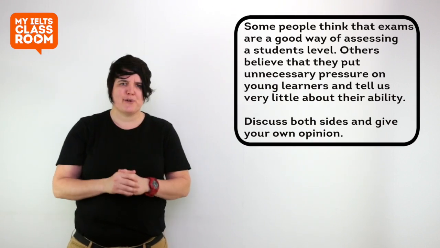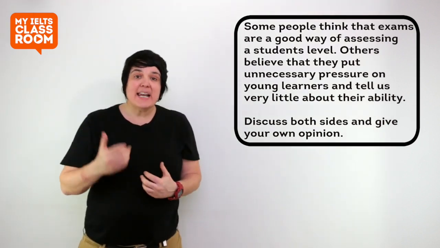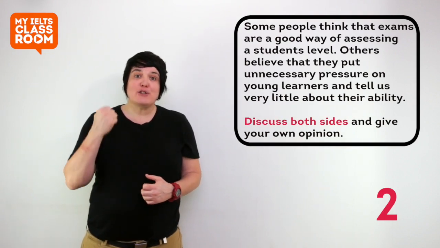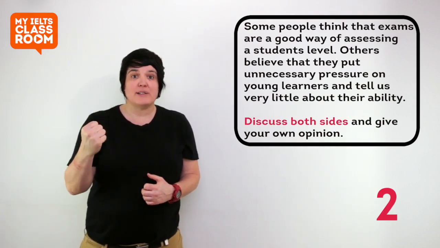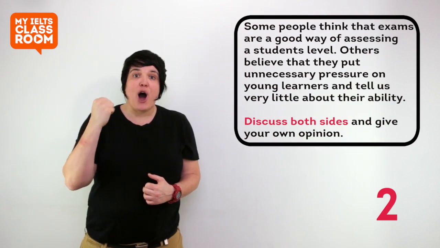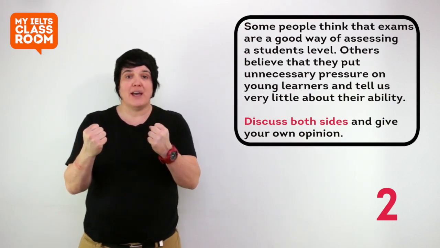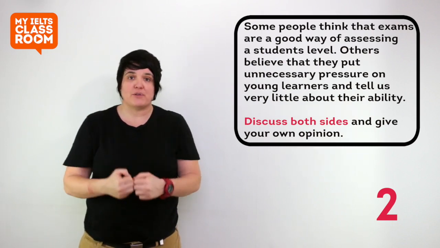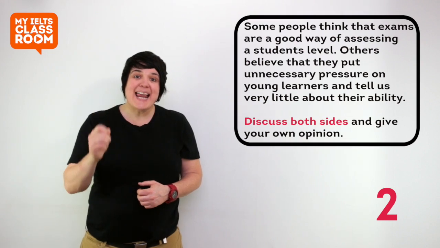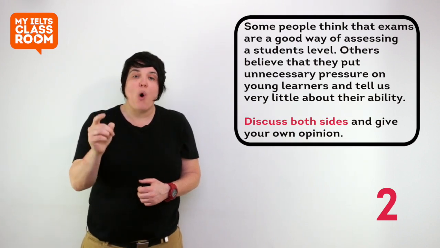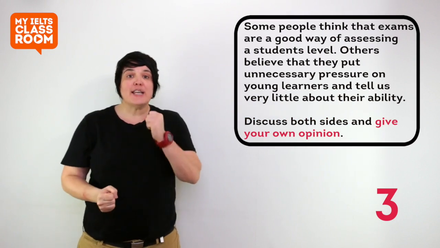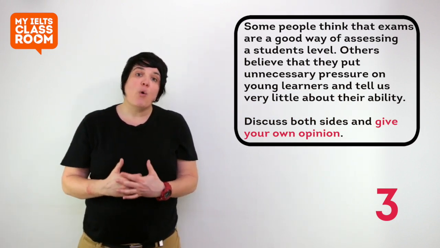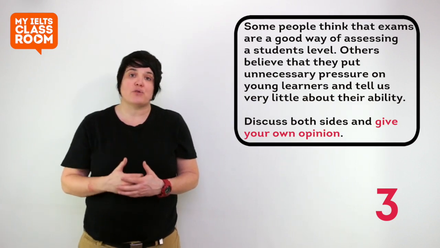What must we do? Well, the question clearly tells us to discuss both sides. So even if you really strongly agree with one side, you must still give some arguments for the other side. If you don't, you will receive a low mark for task response. Also, you must clearly tell the reader what your opinion is. Which side do you agree with? If you forget to do this, this will also affect your task response score.